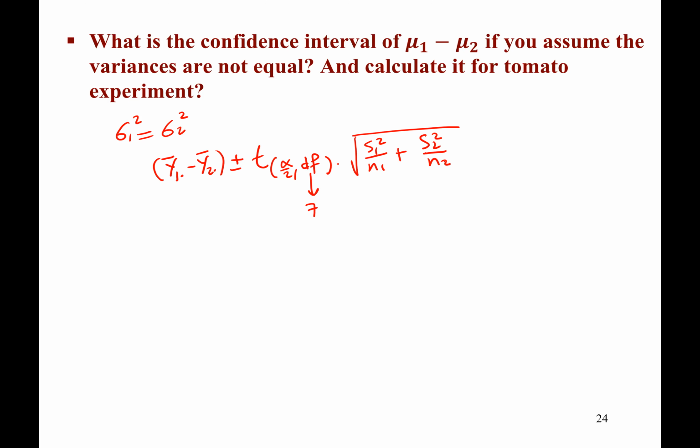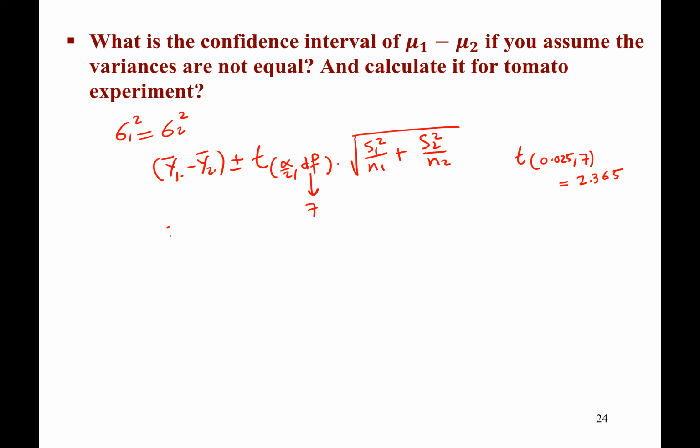Do I have all these values? You have all these values except t. So I need the t value at alpha over 2, 0.025 as before, and 7, not 9. Because when I assumed sigma 1 square equals sigma 2 square, the degree of freedom was 5 plus 6 minus 2. When you go to the table and choose degree of freedom 7, you will find it is 2.365. So now I have everything. Let's plug in these values.